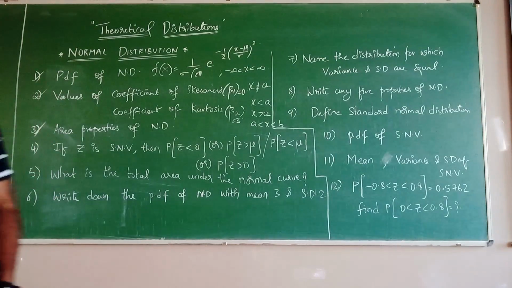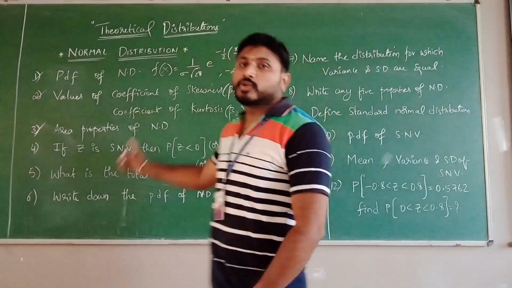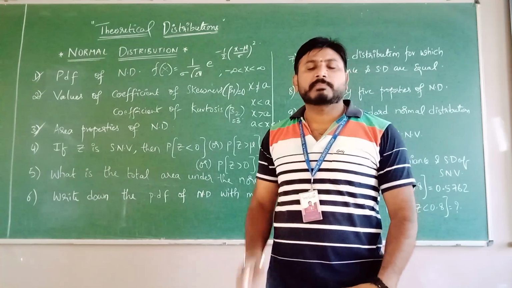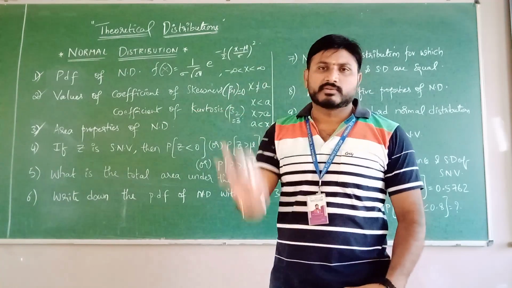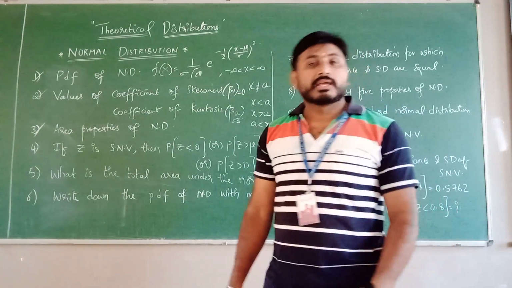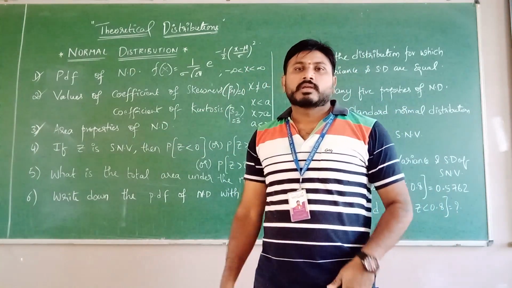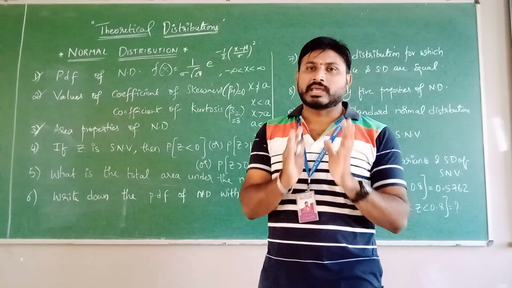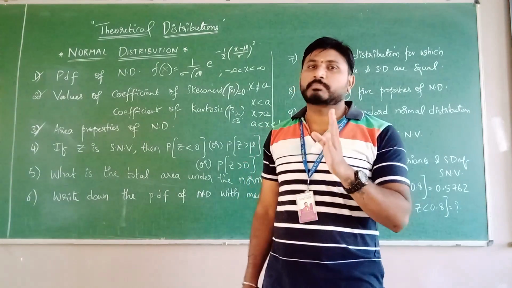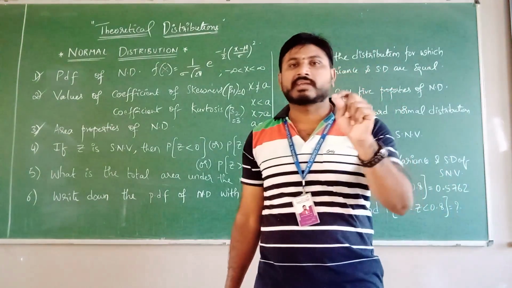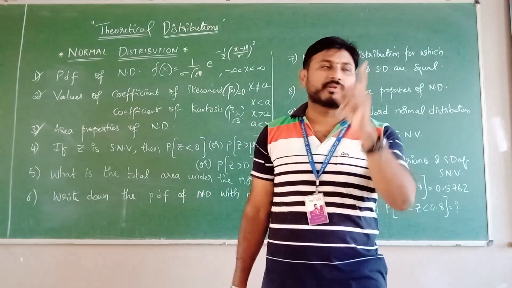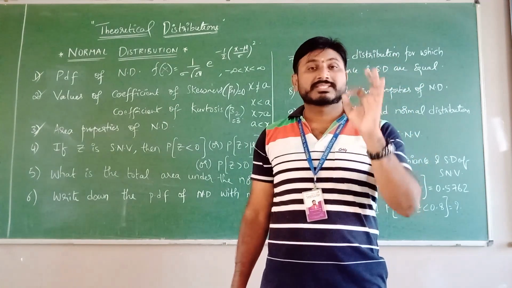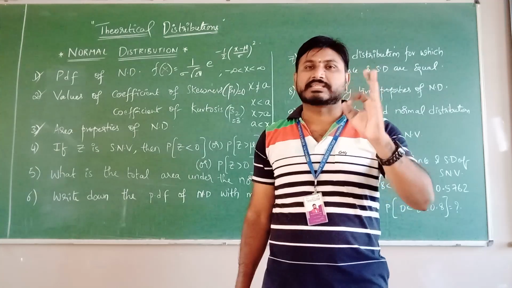Next, question number 3. Area properties of a normal distribution. Generally, the normal curve lies between plus or minus 3 sigma limits. In the area properties, the area which lies between plus or minus 1 sigma limits is 68%, that is, 0.68. The area covered under the normal curve is 68%, nothing but 0.68.